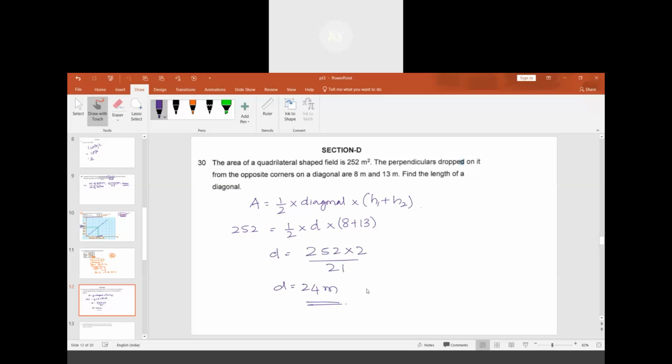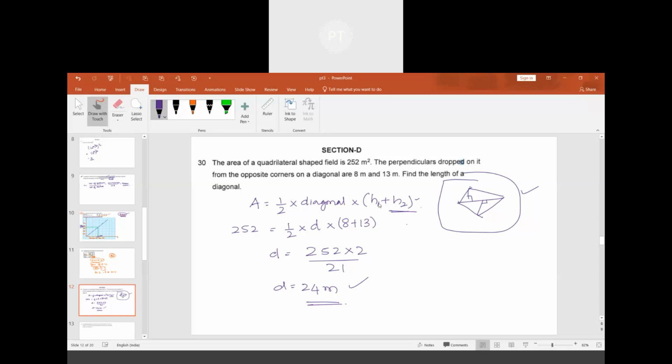Some of you have done it in different ways. Instead of taking h1 plus h2, some of you have taken triangles, area of this triangle plus area of this triangle. The formula is obtained in this method only. So either you use the formula, or use this figure and mention it as area of one triangle plus another triangle. We get 24 meters. Some of you did h1 into h2 instead of h1 plus h2, so you went wrong there.